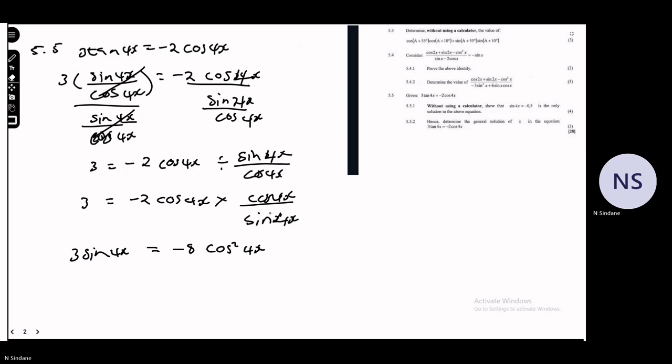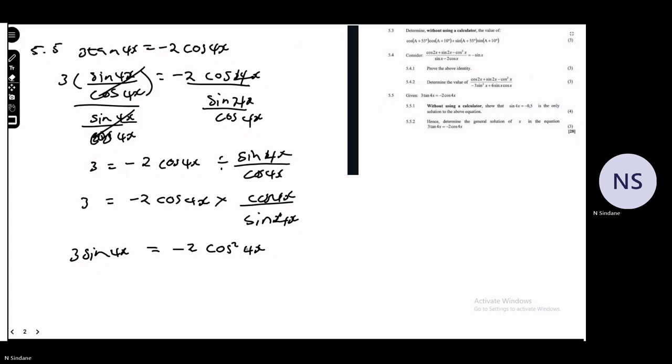That is how I'm going to get it. Okay, this is not 8, but it's 2. Sorry about that. This is 2. Then now, how do I solve this? What is the next step?